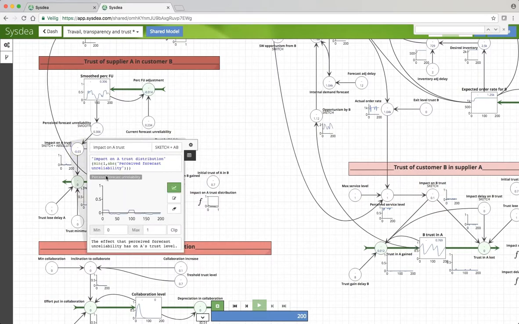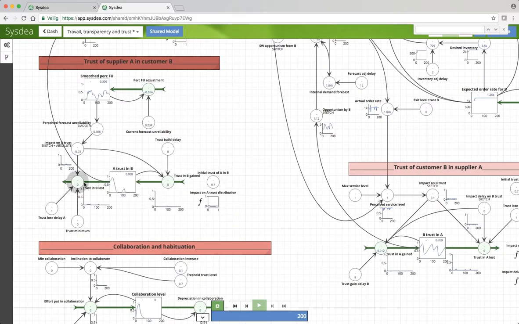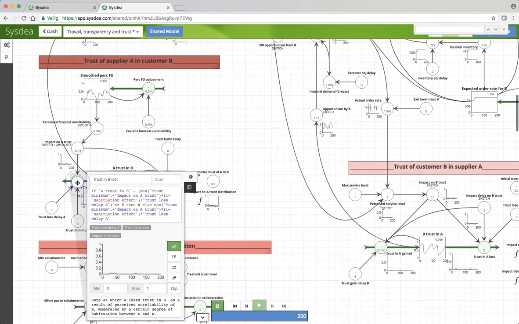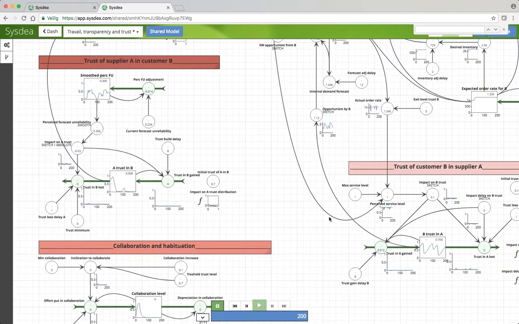The impact on trust, if the net impact is positive, so the customer is perceived as reliable, then trust grows. If that's negative, then trust is lost. So you can see here that if the impact on trust is positive, then we get trust in B gained. If it's negative, smaller than 0, then we get trust lost. There are some mitigating factors on this, for instance, the habituation effect. We'll see that in a minute, but that's the basic logic.